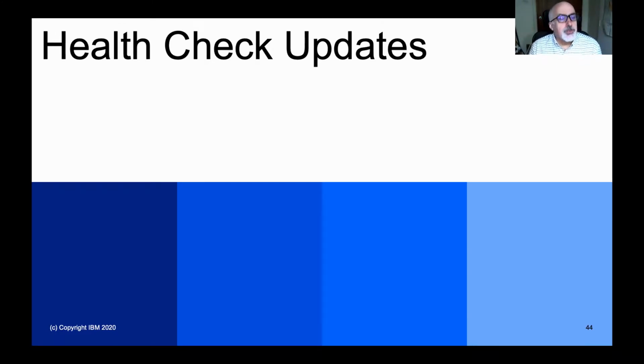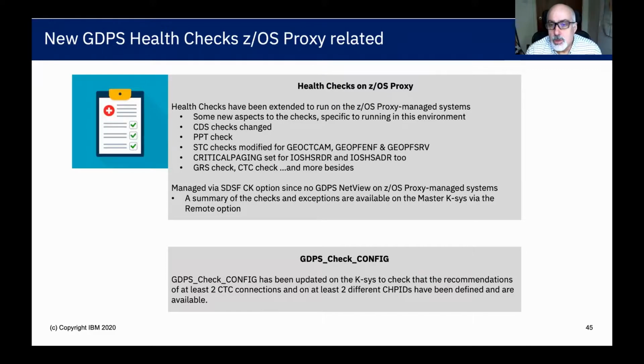As I mentioned, there are health check updates, and I know I'm running short on time, which is no great surprise, and usually do. So health checks for the z/OS proxy environment are introduced. Most of the health checks that we provide in the GDPS controlling system or production systems are relevant, particularly the production system checks are relevant on the z/OS proxy. In addition, we've introduced checks for the CTC configuration, and that the appropriate address spaces have been started, and so on and so forth. So that's basically extending the health check out to the z/OS proxy environment.